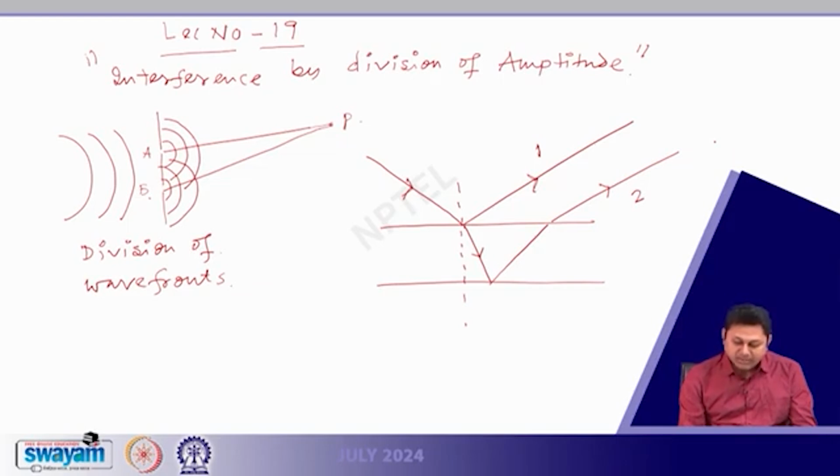Now, the interference that is happening due to ray 1 and ray 2 is due to the division of amplitude, because here the amplitude gets changed. Ray 1 and ray 2 should not have the same amplitude. So, that is the basic structure one can have when trying to understand how interference by division of amplitude takes place. So, this is due to division of amplitude.